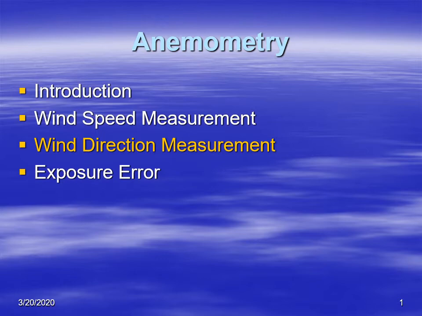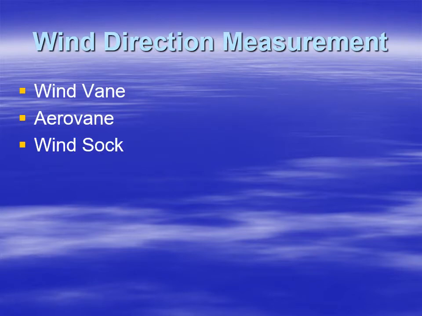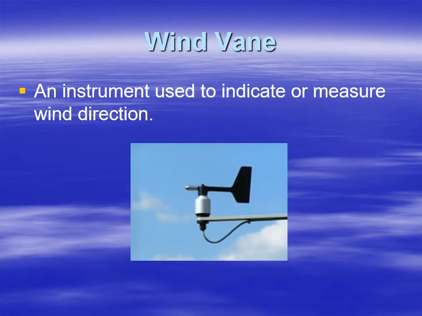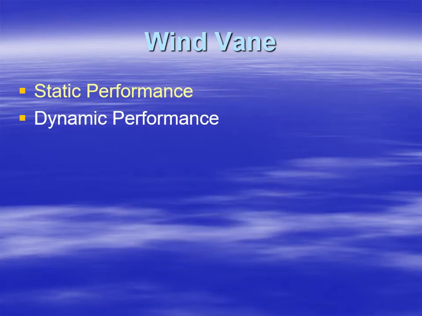In this section, we're going to talk about how wind direction is measured. And specifically, we're going to look at three different types of devices. We'll start out with the wind vane. So the wind vane, as you can imagine, is an instrument that's, of course, used to measure wind direction. There's a picture of a wind vane.